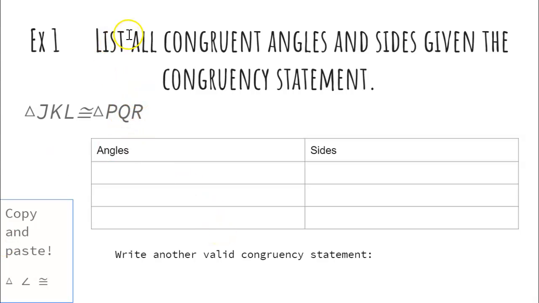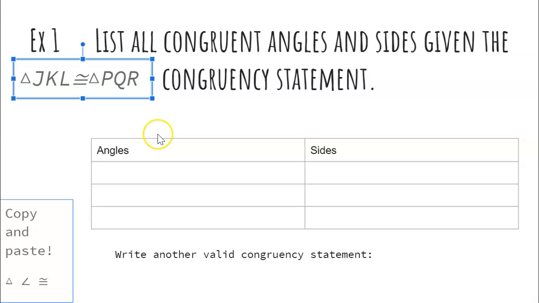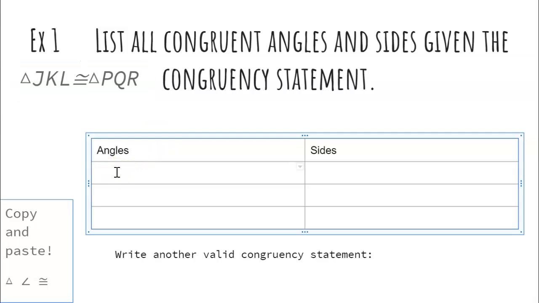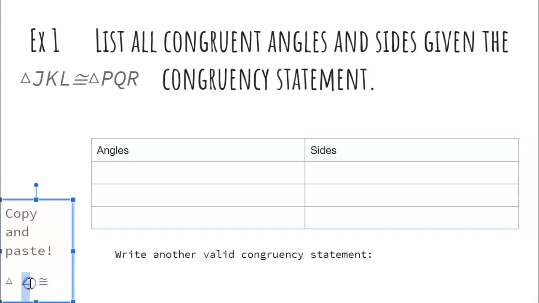Our first example is that we're going to list all congruent angles and sides given the congruency statement. Now, when we're looking at this congruency statement, I'm going to go ahead and move some things over because I know the formatting is going to be a little weird on this one. Okay, the congruency statement states that triangle JKL is congruent to triangle PQR. So if I know that already, then I can go ahead and make the statement that, and I put these down here so that you guys can copy and paste them.